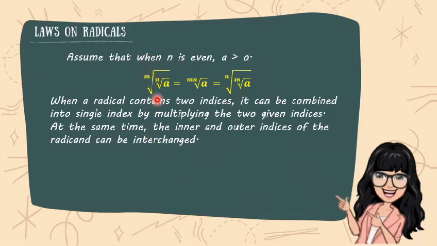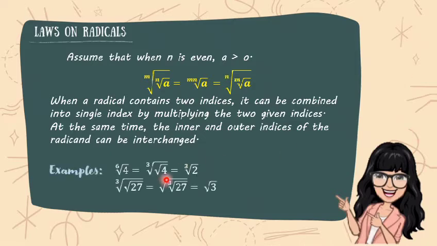Here in this expression, the outer index is m, the inner index is n. If we interchange these two indices such that n will be your outer index and m will be the inner index, these two expressions are just the same. Or we can simply multiply your outer index and your inner index to have a single number to get the root of our radicand. Now, let us take these two as examples.